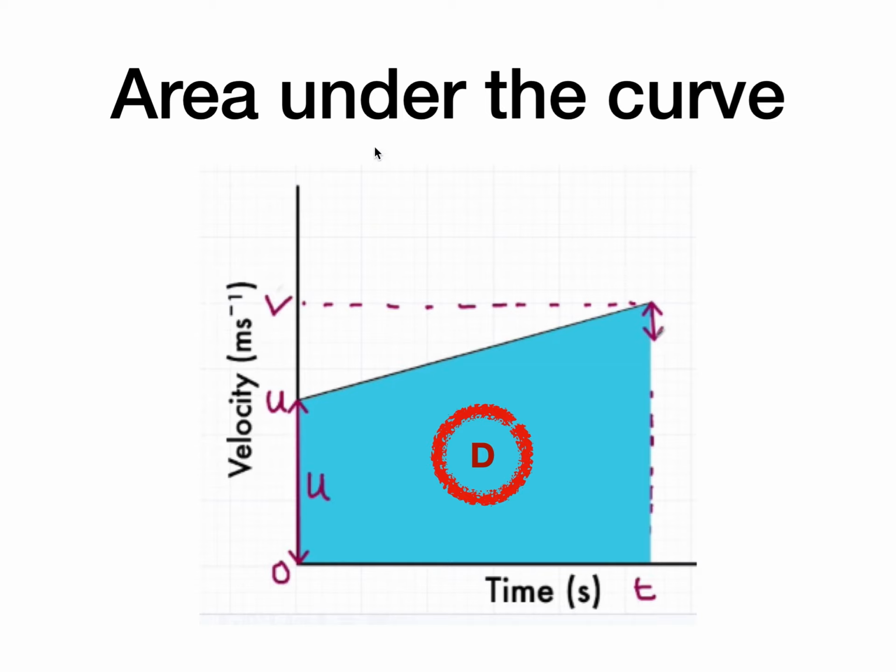And if we change the y-axis to velocity and the x-axis is time, then the area below the line will be displacement, right? Because displacement equals velocity times time. So we're trying to find the area below the line, and then you get velocity and displacement from force plate data.